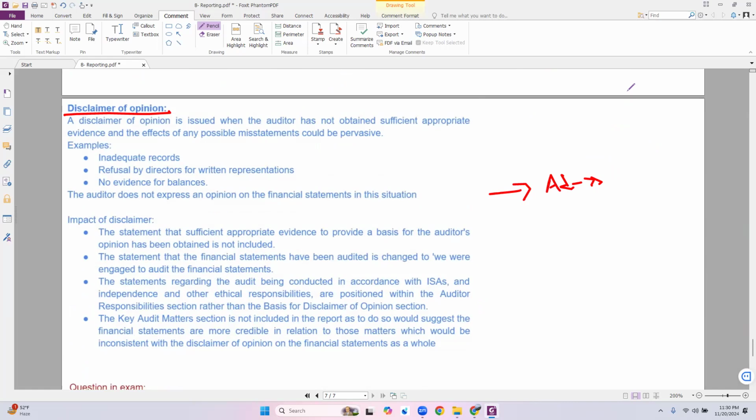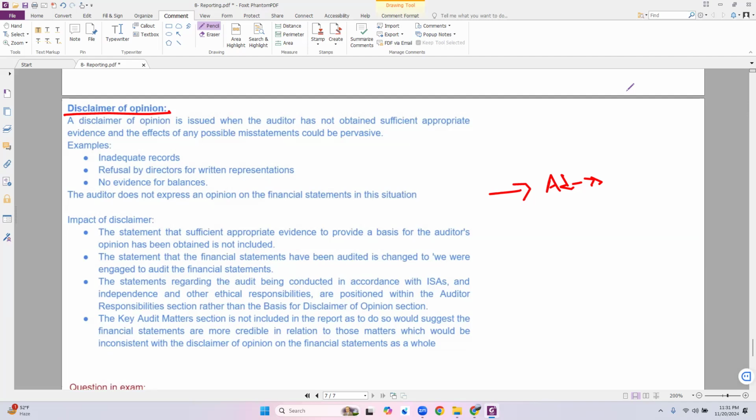Wait. Disclaimer of opinion will be on the normal audit report. Yes. Okay, I have something to say. Can all of this be on the modified audit report? Yes. Yes, because we just studied the auditor can give a modified audit report and a modified audit opinion at the same time.